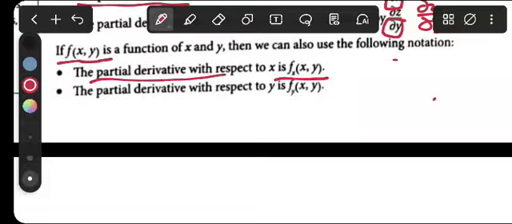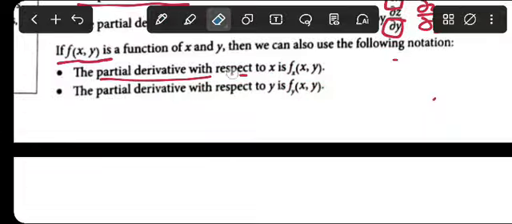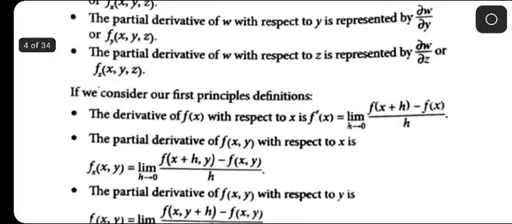The partial derivative with respect to x will be f of x. Here you see there's a little x there. You can use this format. When it is with respect to y, you do that. So hopefully you understood this, guys. You'll see when we are dealing with some examples.